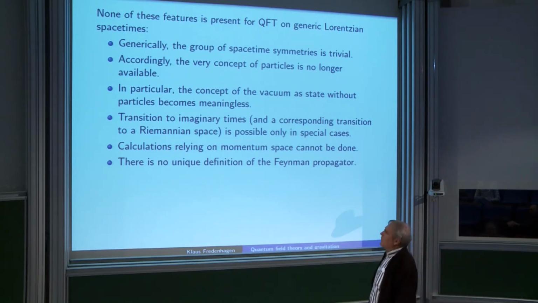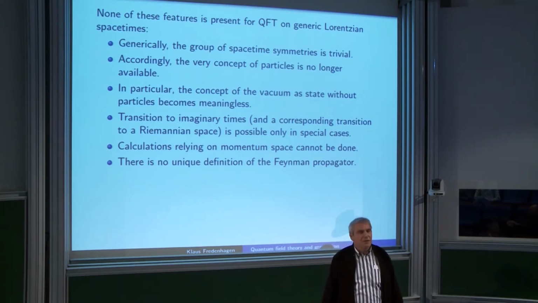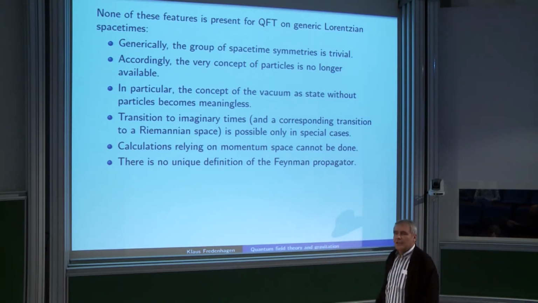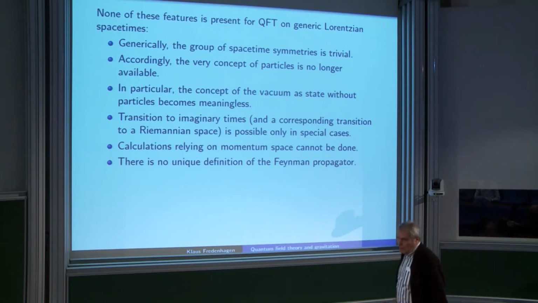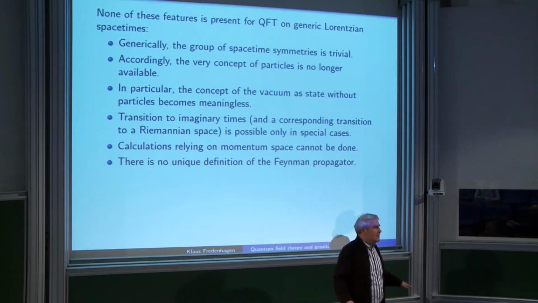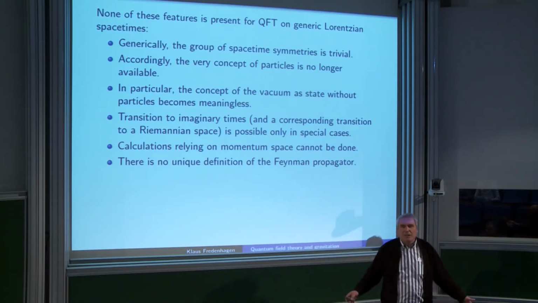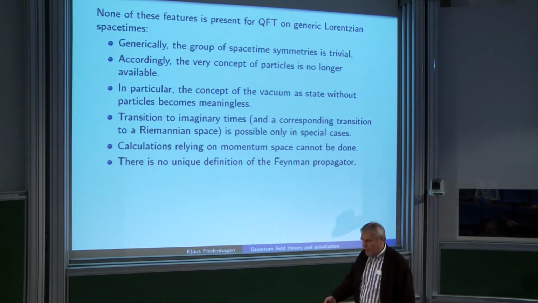The transition to imaginary time, so that you can replace your Lorentzian manifold by a Riemannian manifold, is not possible in general. You cannot do calculations on momentum space, and if you just close your eyes and write down Feynman graphs, then you meet the problem that there is no unique definition of a Feynman propagator.